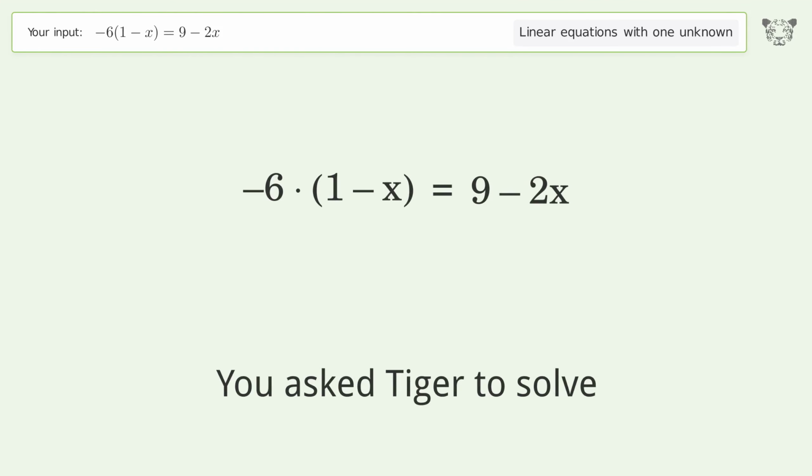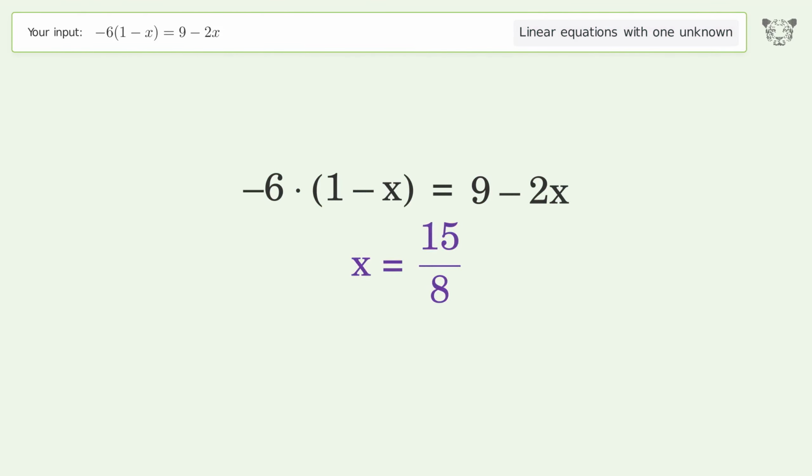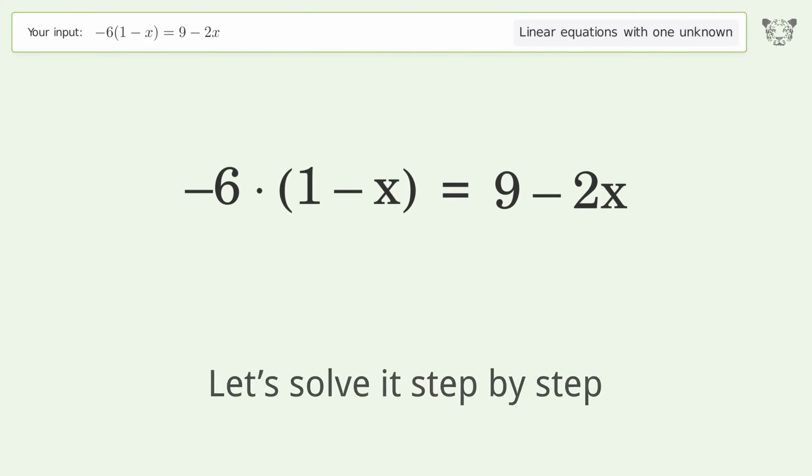You ask Tiger to solve. This deals with linear equations with one unknown. The final result is x equals 15/8. Let's solve it step by step.